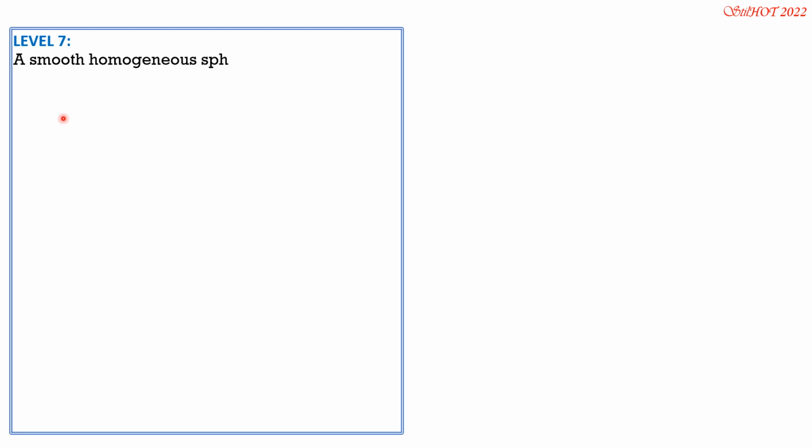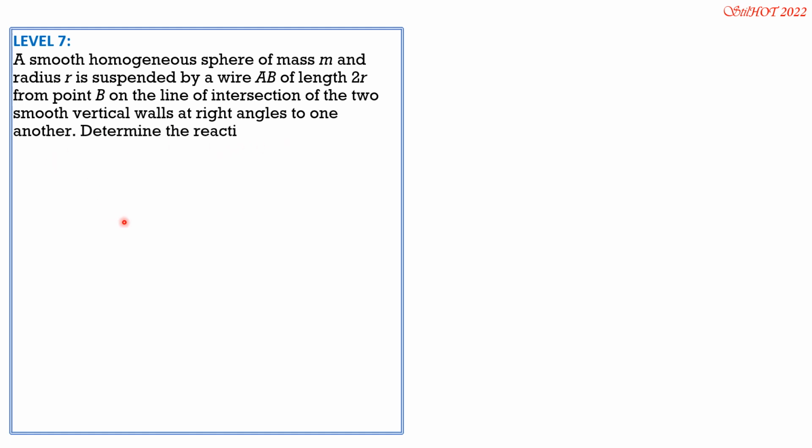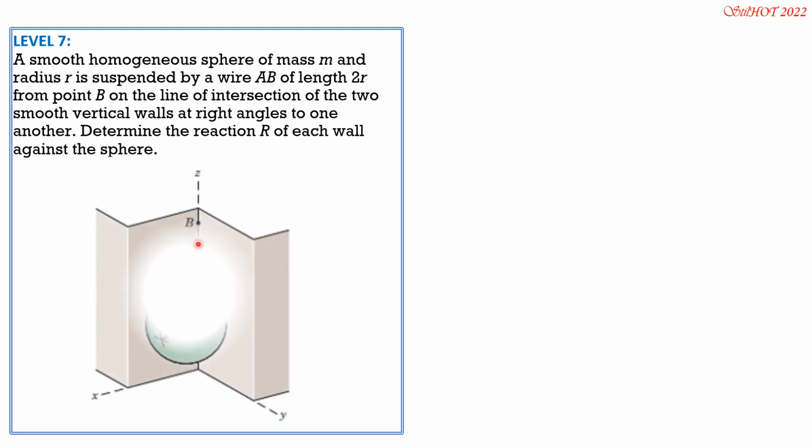So level 7: a smooth homogeneous sphere of mass m and radius r is suspended by a wire AB of length 2r from point B on the line of intersection of the two smooth vertical walls at right angles to one another. So determine the reaction big R of each wall against the sphere. So here is the given figure. Take note that AB is 2R, plus the radius of the sphere. So from the center of the sphere to B, the total length would be 3R.